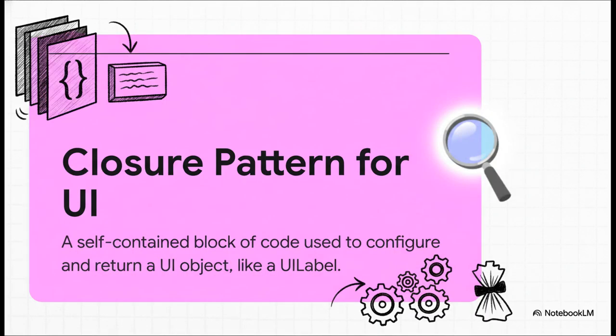Now, here's a really great pattern for keeping your code super clean, using closures to create your UI elements. So instead of setting up a label line by line inside your main logic, you wrap its entire configuration into this neat, self-contained block. This little closure creates the label, sets up all its properties, and then just hands it back, all ready to go. It's a simple trick, but wow, it keeps your code so much tidier.